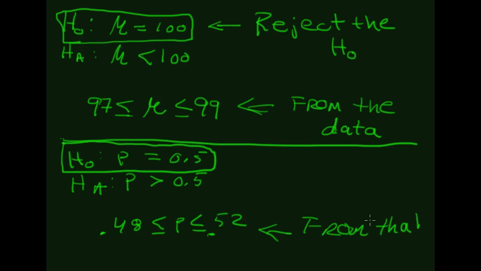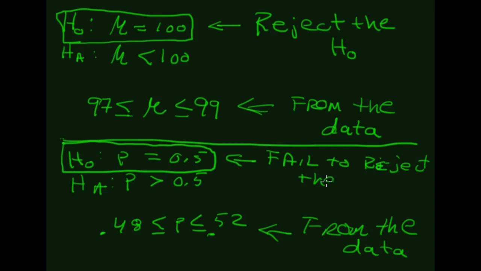So the data doesn't prove the null hypothesis, but it also doesn't contradict it. So what I say here is that I fail to reject the null hypothesis. Okay, so these are the two possible outcomes.